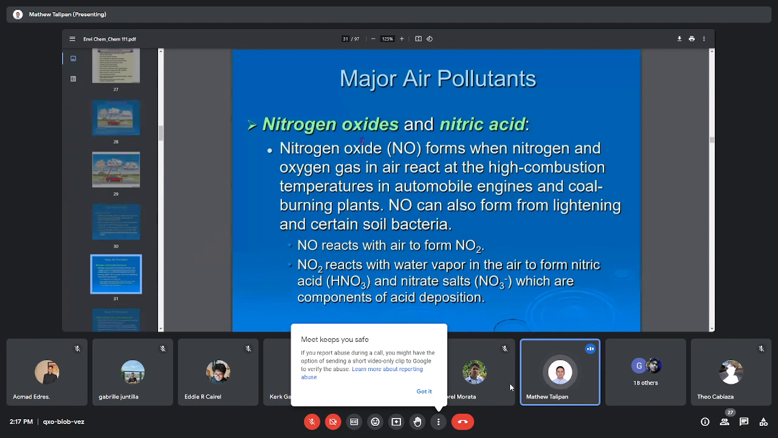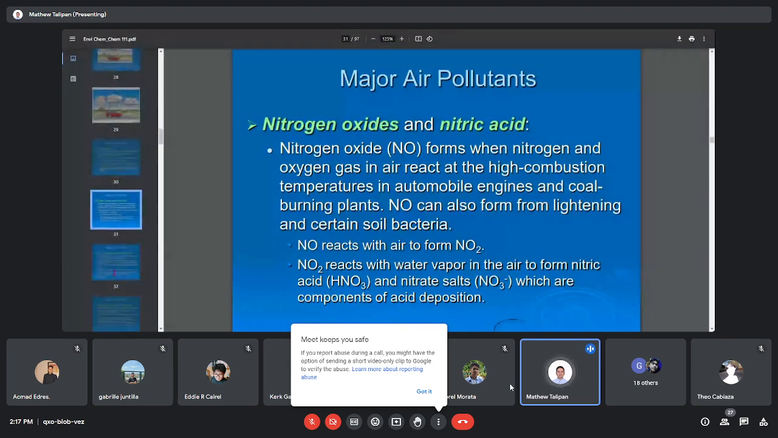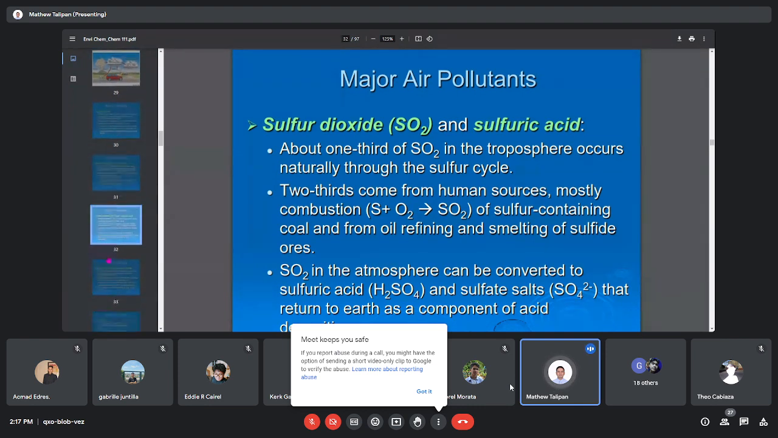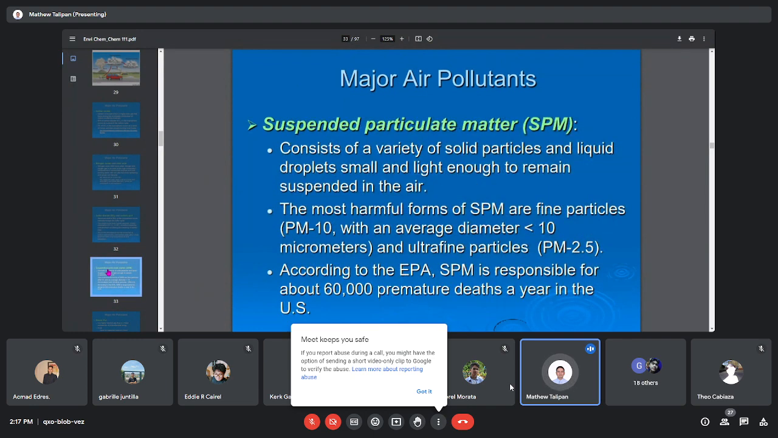Nitrogen oxide is a primary pollutant. These are formed from combustion of fossil fuels, including coal, and from smelting of ores, which includes your sulfur oxides. This can also be generated from volcanic eruptions. Any volcanic activity that emits tons of SO2 can potentially make the acidity of the rainfall drop from the normal range. Then, of course, you have suspended particulate matter.